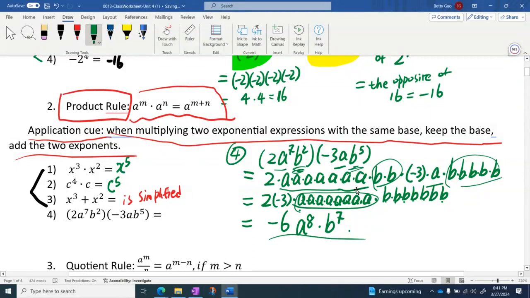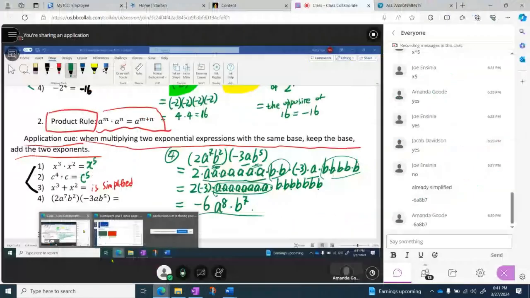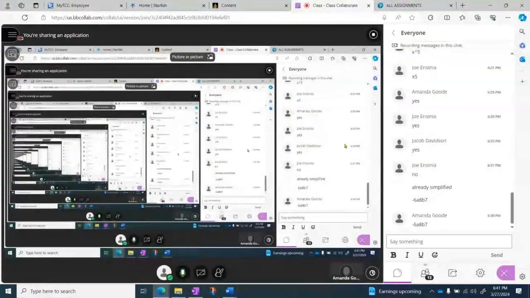So that's one way to process this problem. I want you to at least know how to do this. Really, we do not use any fancy method. All we use in this method is the definition of exponential expressions. Exponential expressions are repeated multiplication. Let's see Amanda's answer and Jules' answer. -6, a to the power 8, b to the power 7. Very good.